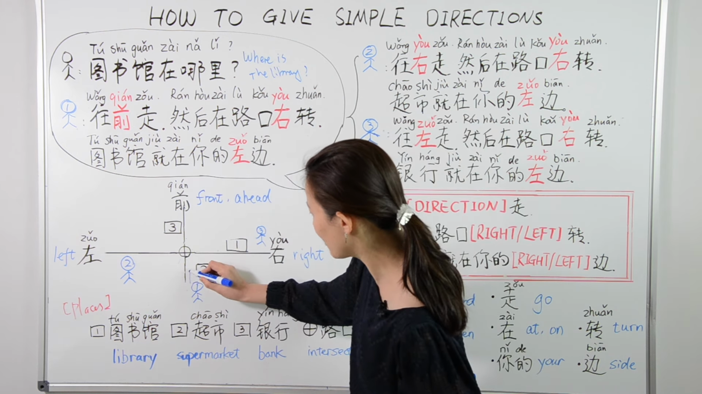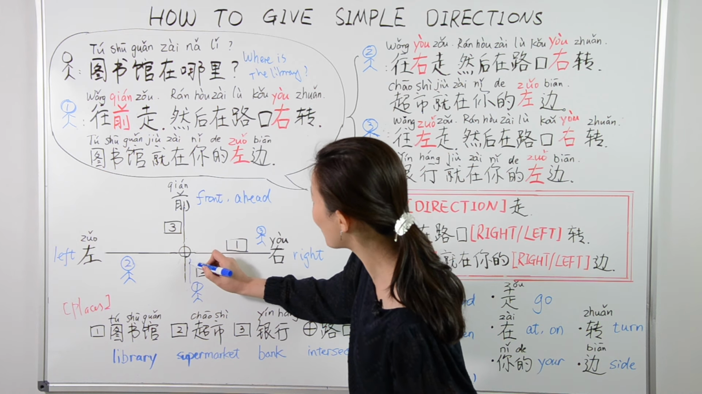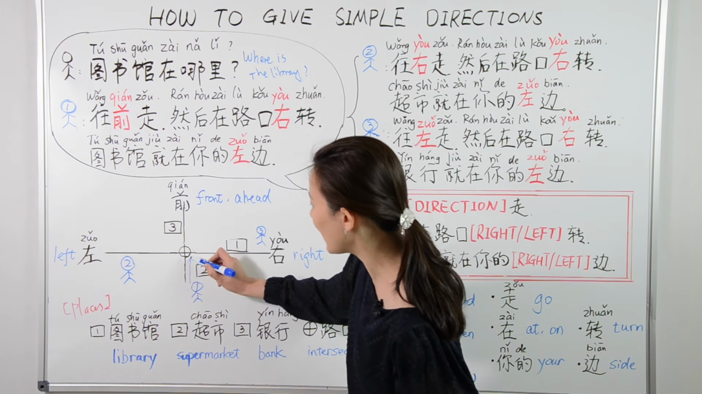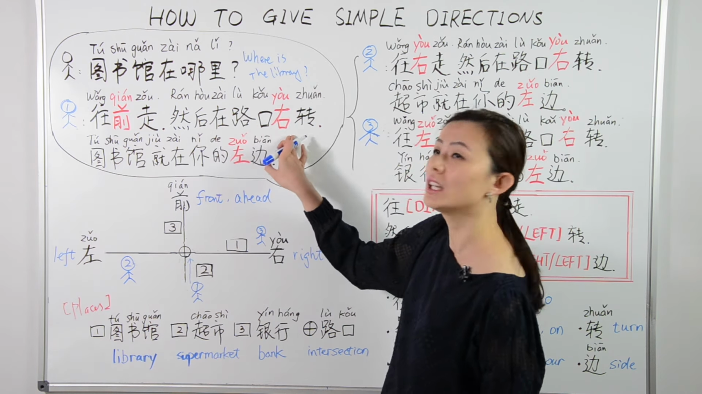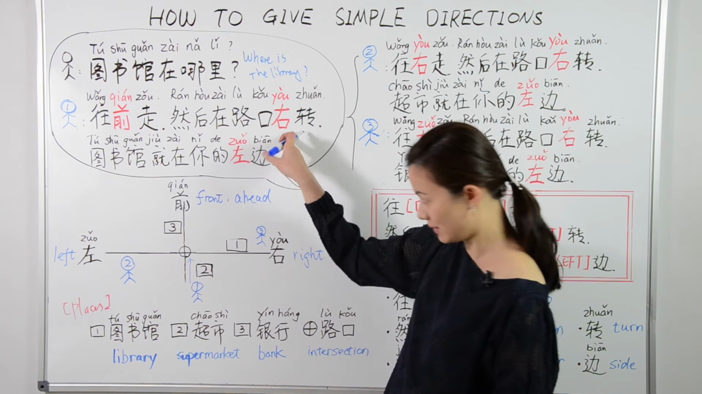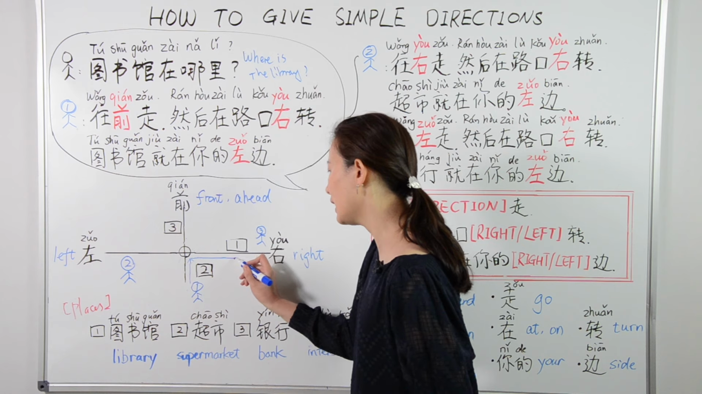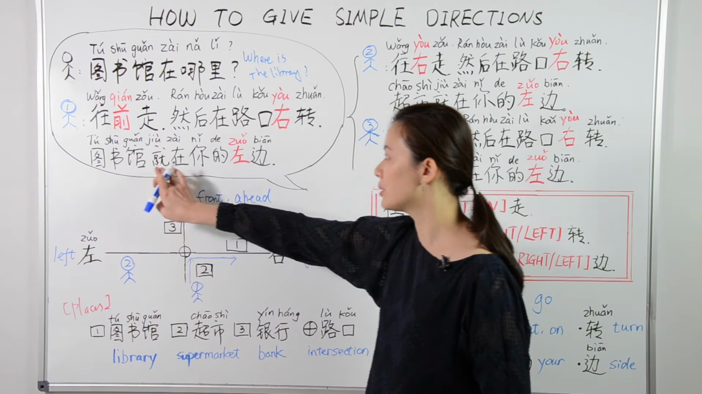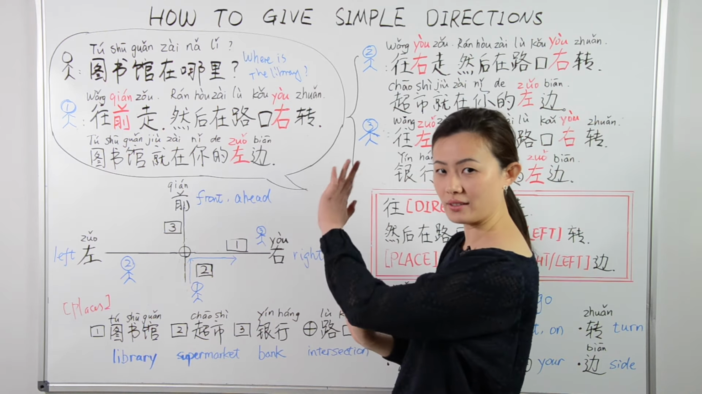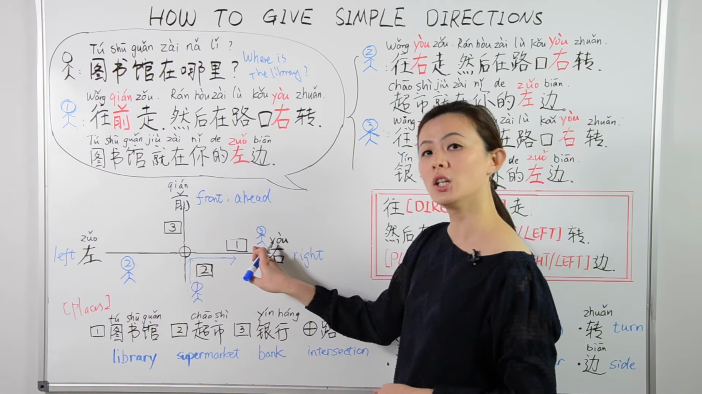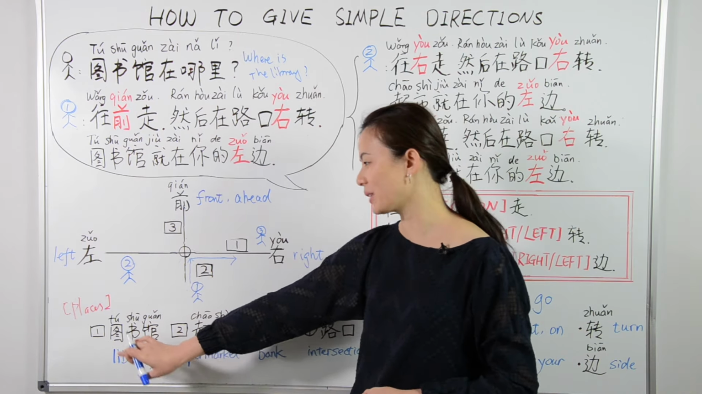往前走, by the way, in China, we walk or drive on the right side of the road. So we're following the traffic rule and we're going forward. Then we get to the intersection, 路口. 然后在路口右转, so you need to turn right. And the third step is 图书馆就在你的左边. At that time, the library will be on your left side. So it looks like location number one should be the library. You got it. You found the library, 图书馆.